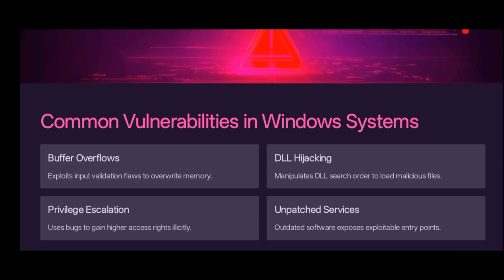Part 2: Common Windows vulnerabilities. 2.1 Privilege escalation. 2.1.1 Unquoted service paths. Services with improperly quoted file paths can allow attackers to execute malicious programs placed in predictable locations.